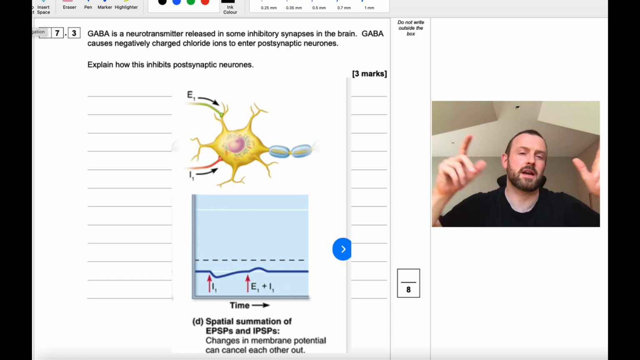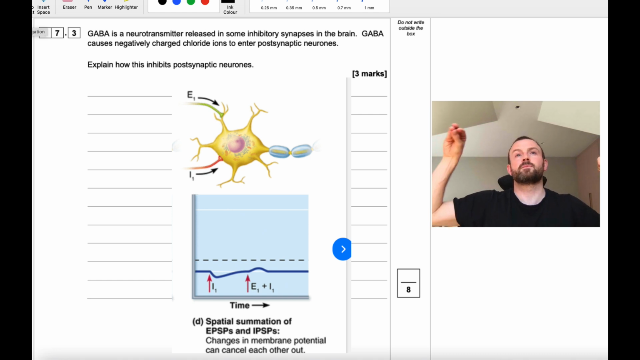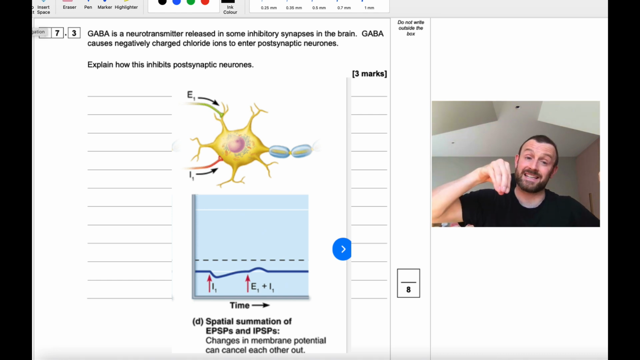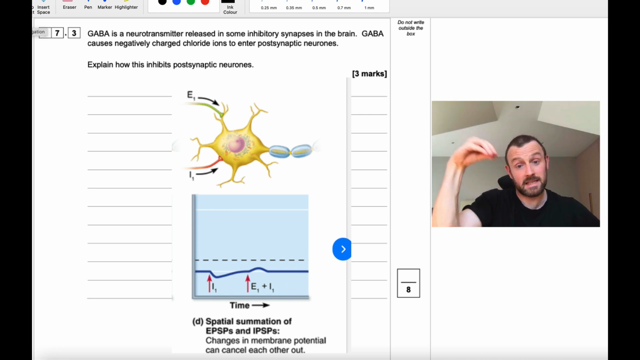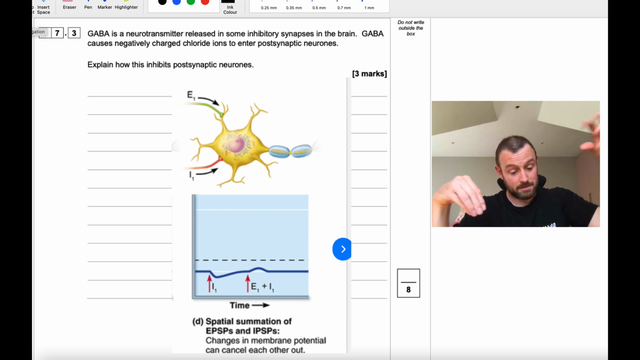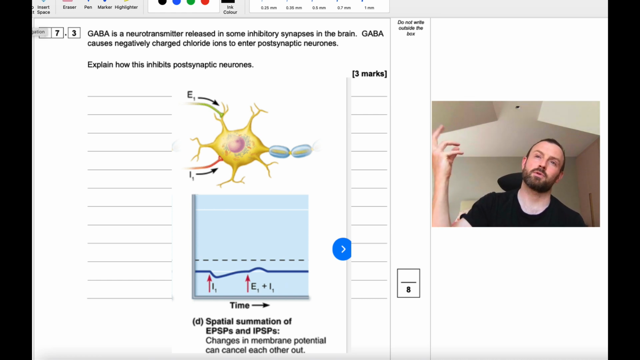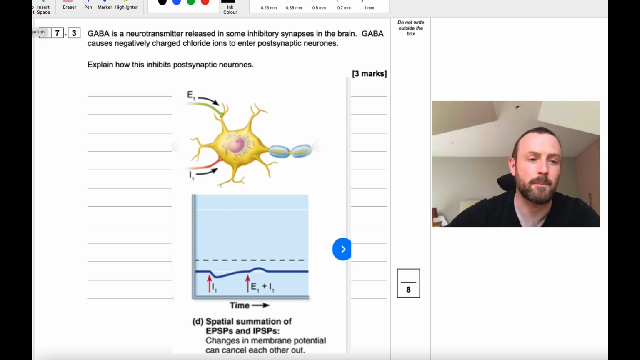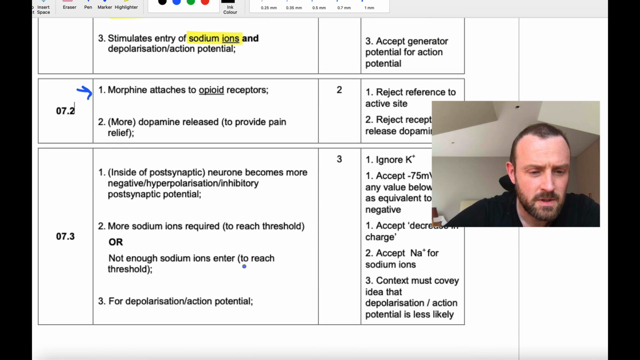I can't remember if this is on your spec, I think it is. If you have an excitatory postsynaptic potential, like an acetylcholine neuron stimulating the postsynaptic neuron, and you also have a GABA neuron stimulating a postsynaptic neuron, they kind of cancel each other out. The GABA produces an IPSP, inhibitory postsynaptic potential, and the acetylcholine one produces an EPSP, and they can cancel each other out. So let's check the mark scheme.